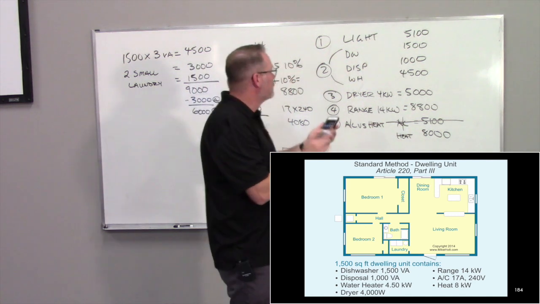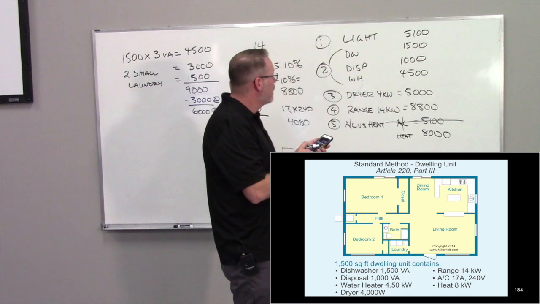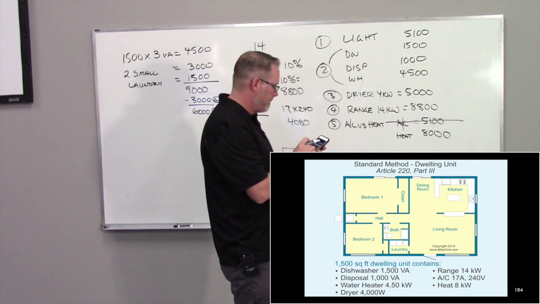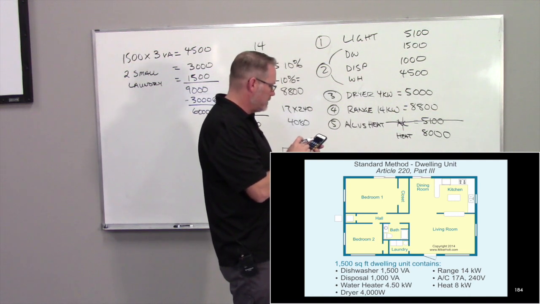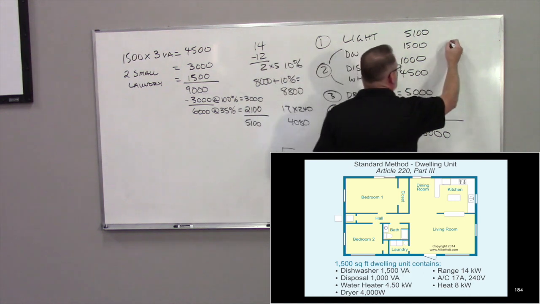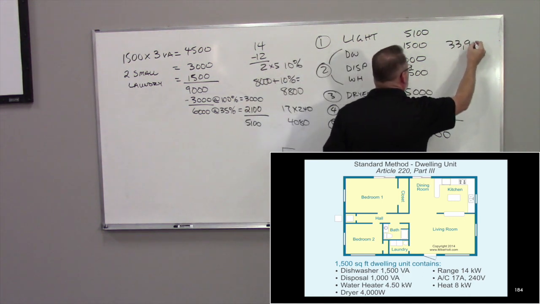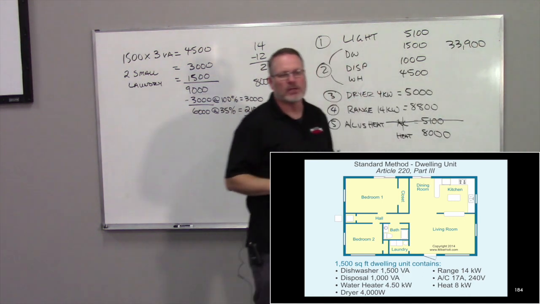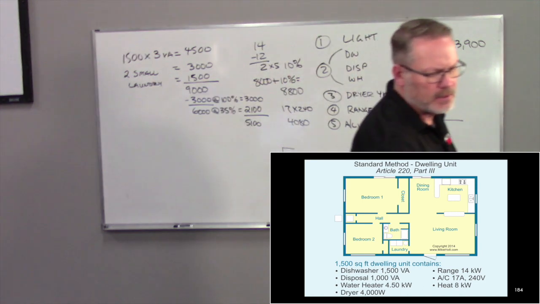All right? So we take our 5,100 plus 1,500 plus 1,000 plus 4,500 plus our 5,000 plus 8,800 plus 8,000. I get 33,900. That should be our total calculated demand load on there. Let's see how we did.